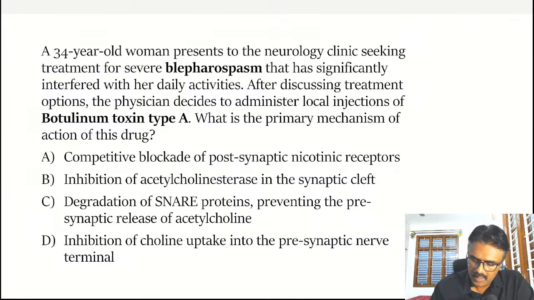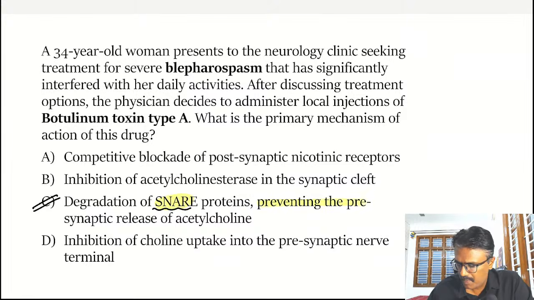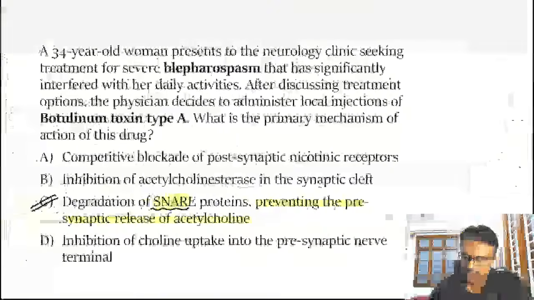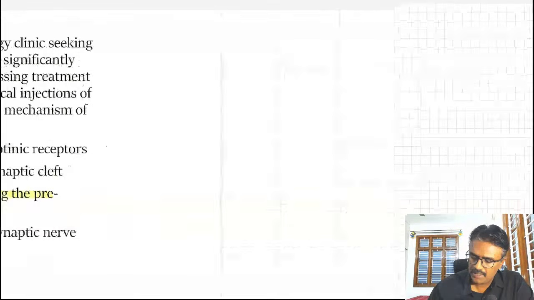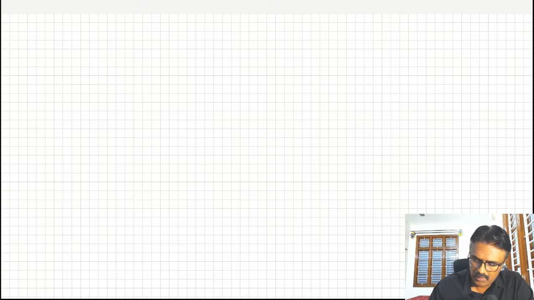The answer is the mechanism of action of this botulinum toxin: it causes degradation of SNARE protein and prevents the presynaptic release of acetylcholine. Now, most of you might have heard of SNARE protein in physiology. Even if you don't know SNARE protein, at least you should know it prevents the release of acetylcholine. So if I take the neuromuscular junction, let me clarify how the drugs work in the neuromuscular junction.